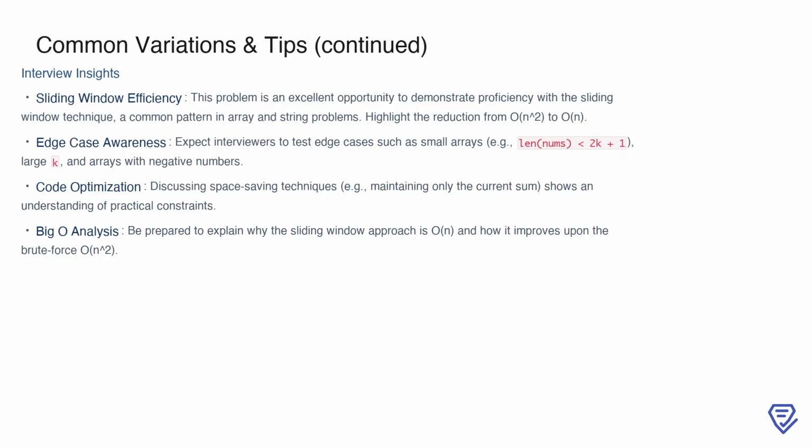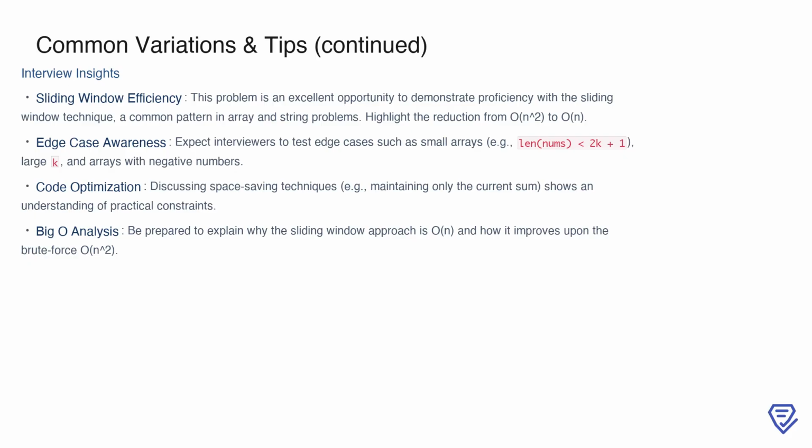This problem is a great opportunity to showcase your mastery of the sliding window technique, a widely used strategy in array and string problems. It demonstrates how you can reduce time complexity from an inefficient O(n²) brute force solution to an optimal O(n) solution by maintaining a running sum. Interviewers are likely to test your understanding of edge cases, so be prepared for scenarios involving small arrays where nums length is less than 2k plus 1, larger values of k compared to the array size, and arrays containing negative numbers.